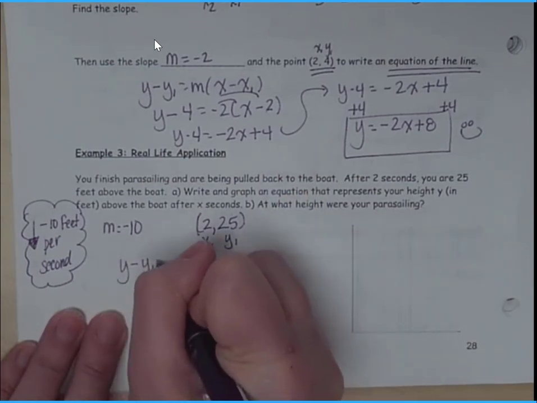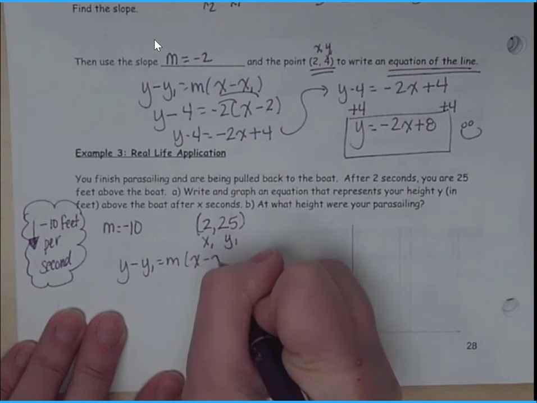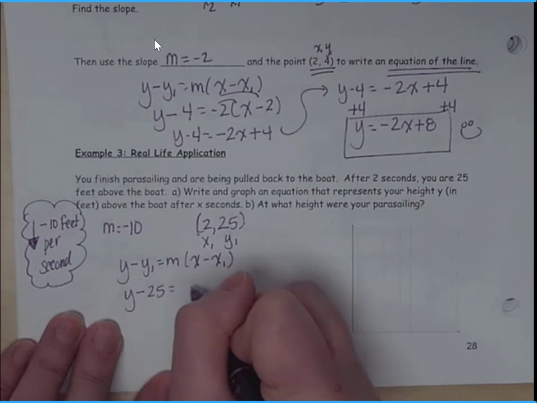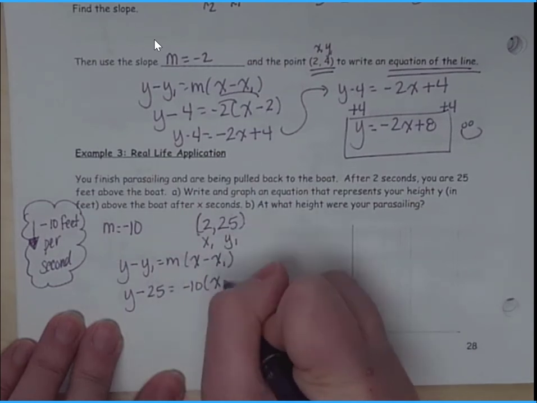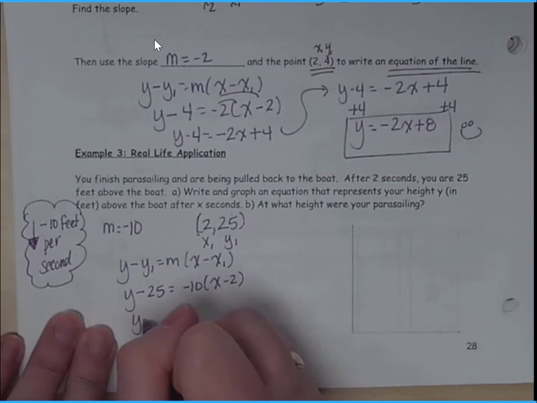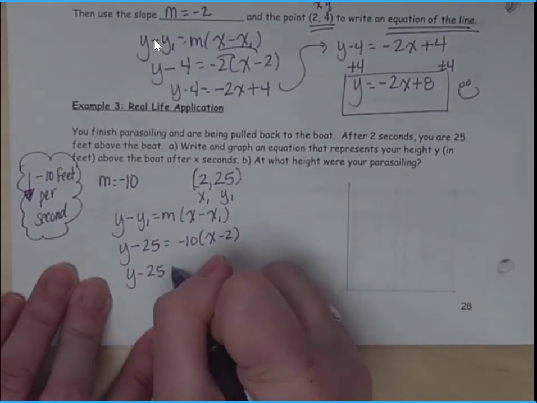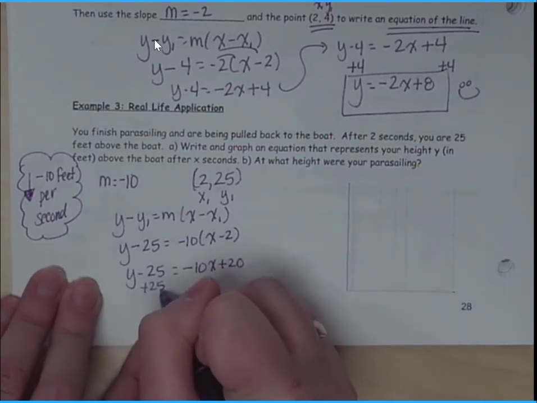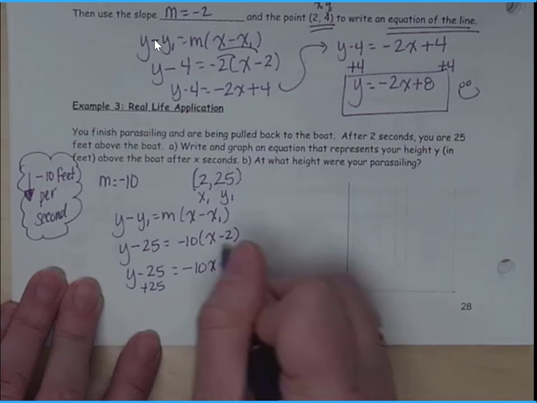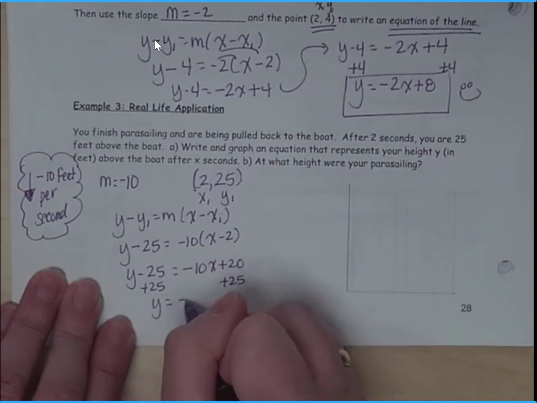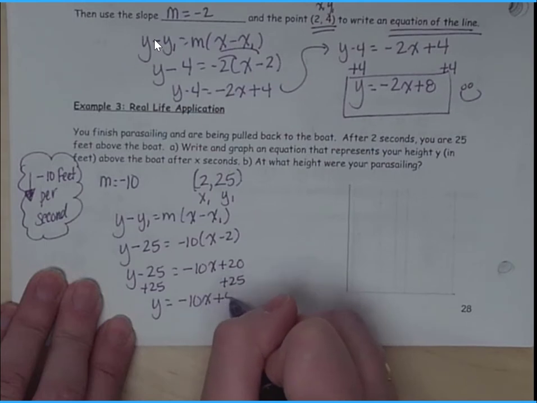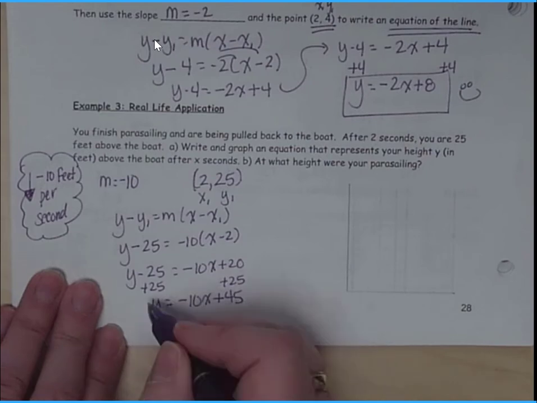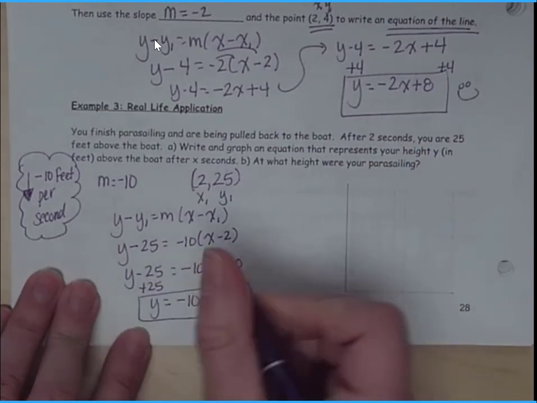I have y minus y1 equals m times x minus x1. So I have y minus 25 equals -10 times the quantity x minus 2. Let me finish up the math here. So we have y minus 25. We're going to distribute. So -10x plus 20. We're going to add 25 to both sides. So y equals -10x plus 45. So this is our starting point here. So this right here is my equation.